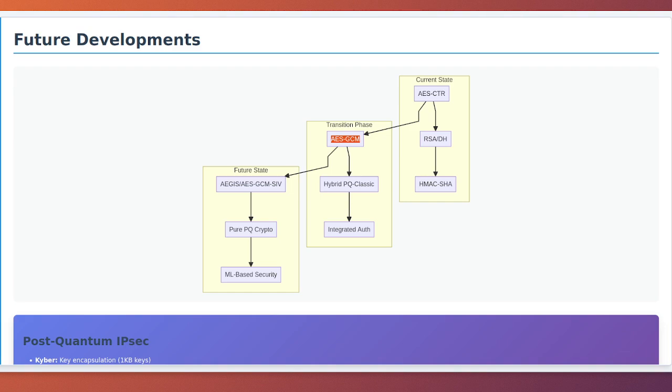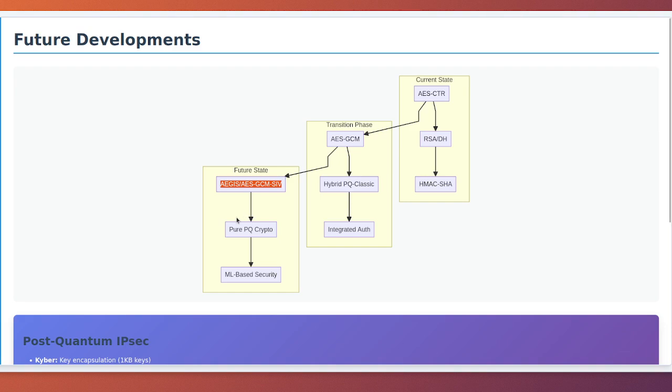AES-GCM is already widely deployed, but newer modes like AES-GCM-SIV provide nonce misuse resistance, preventing catastrophic failures if counter values are accidentally reused. ChaCha20-Poly1305 offers excellent software performance and is becoming standard in mobile and IoT deployments. AEGIS, recently standardized, promises even better performance by deeply integrating authentication with encryption at the primitive level.